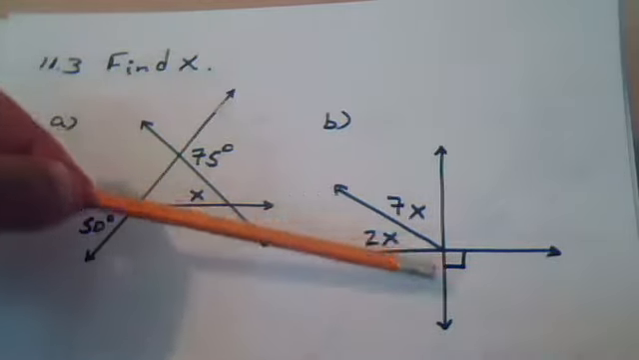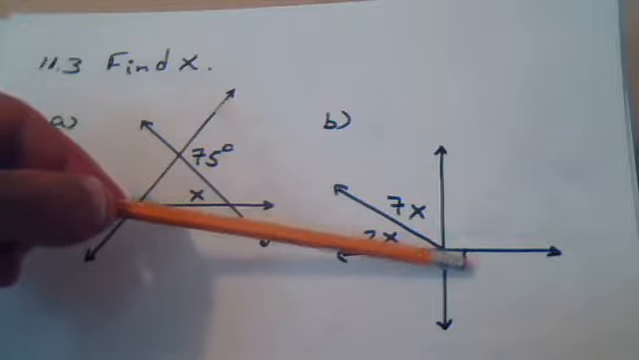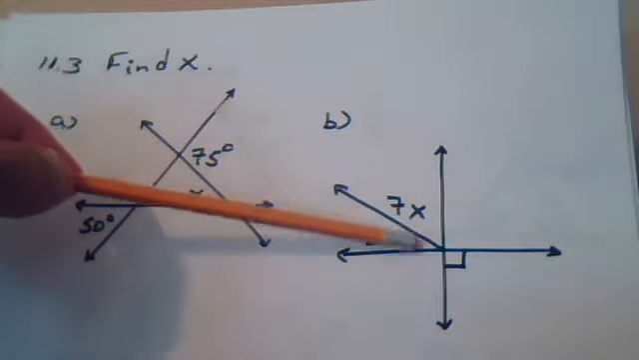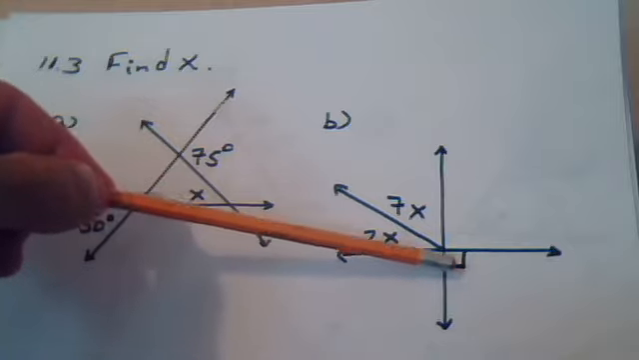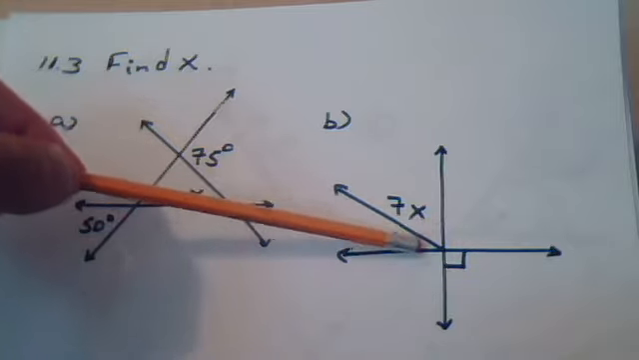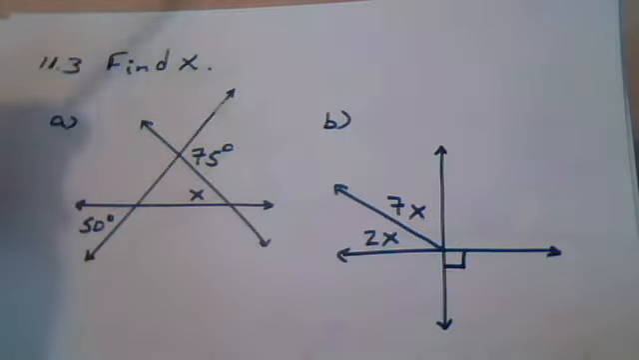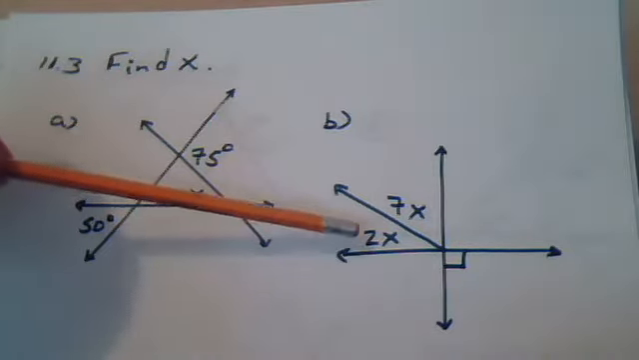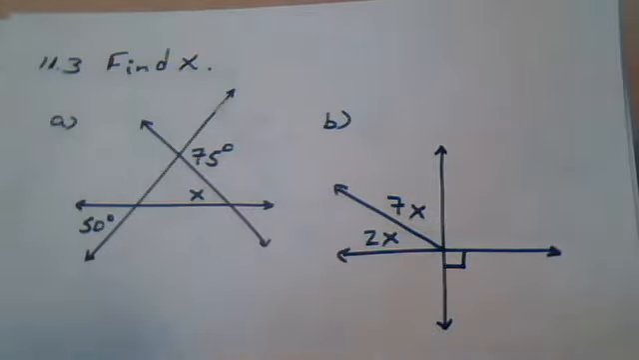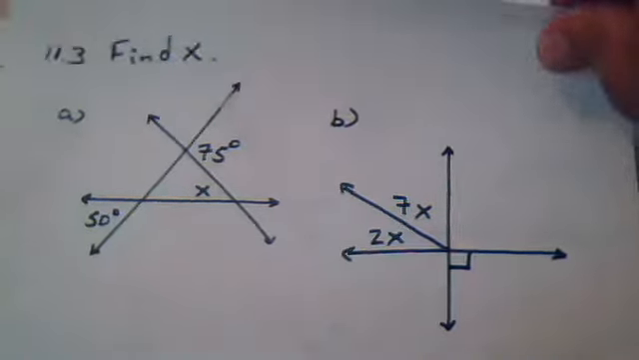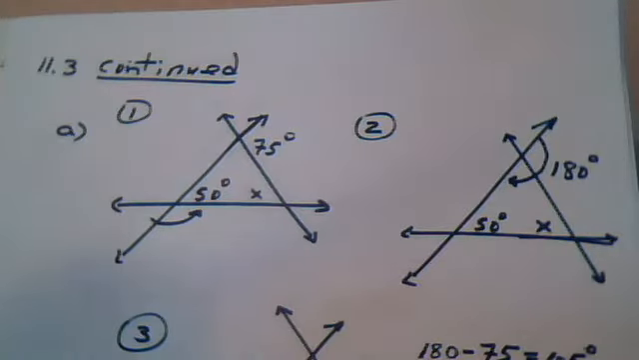For B, we're going to notice that we have vertical angles again. This angle equals this angle. So if this is 90, and that's the symbol for 90, a little box, this 90, we could transfer it to this location. And then we're going to write an equation that says 2x plus 7x equals 90 degrees. And we're going to solve for x. So let's do the A.